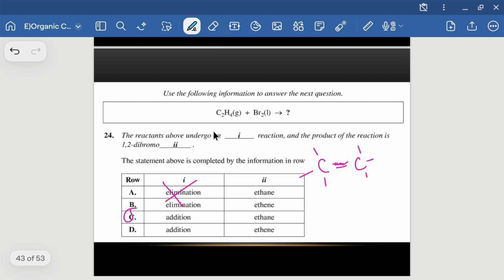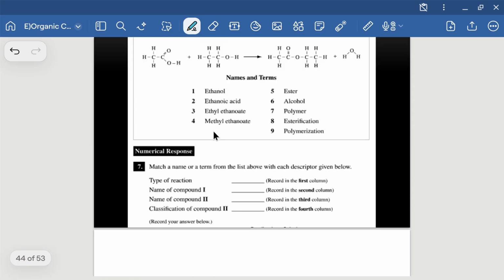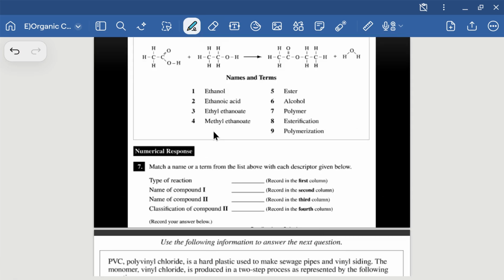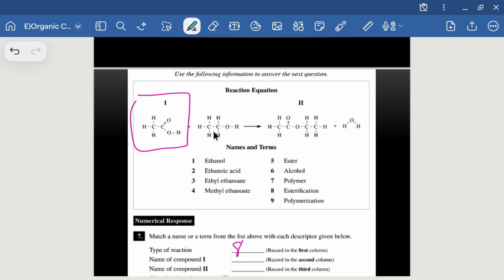Naming the type of reaction: you have a carboxylic acid with an alcohol. This is an esterification reaction. Compound 1, going back up for a second, is this one here. That is a carboxylic acid, ethanoic acid, that's number 2. Compound 2 is actually the ester. This part comes from the alcohol, and this part comes from the carboxylic acid. So the alcohol is named first. This would be ethyl ethanoate, that is number 3. And the last one, classification of compound 2, is your ester.